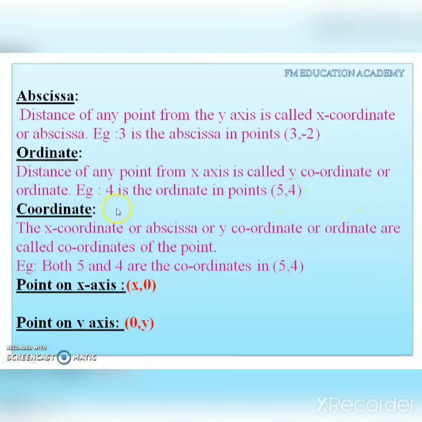Then calculate the area. How to calculate the area? Area is equal to the square root of S into S minus A into S minus B into S minus C, where S is what we just calculated, A plus B plus C by 2, and A, B, C are the side lengths. This is also a very easy formula.